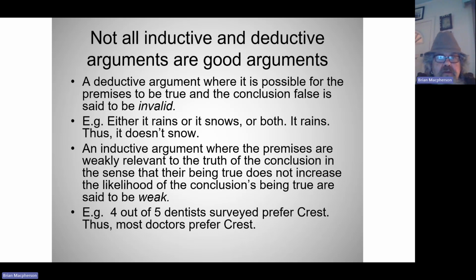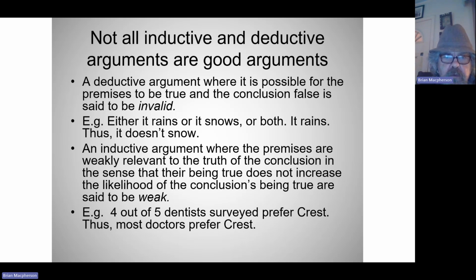In other words, it could also snow. So that argument is a deductive argument, but it's invalid. Below that, we have an example of an inductive argument that is weak, where even if the premises are true, it's not likely that the conclusion is true.